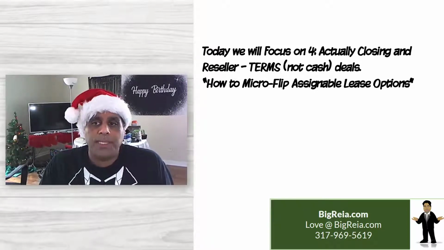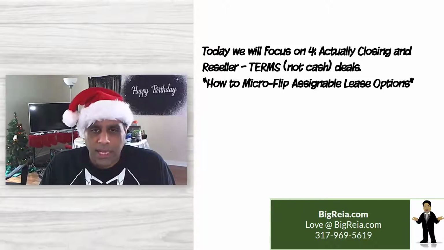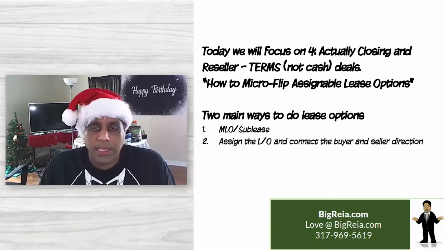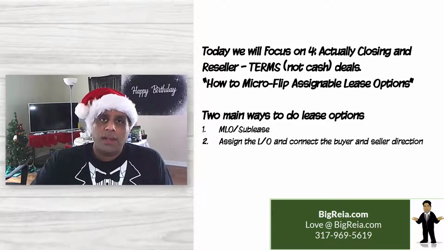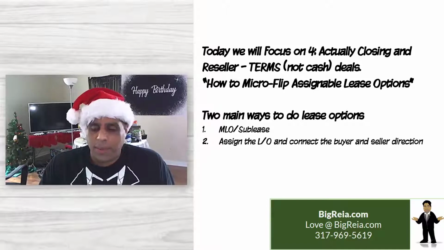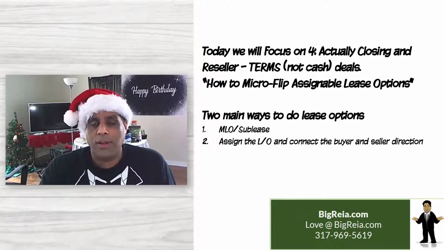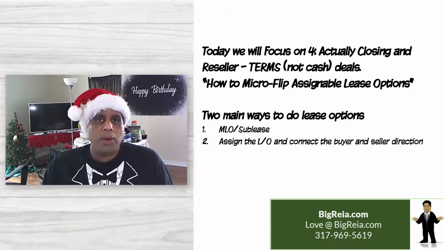So how to microflip assignable lease options, rent to buy lease option houses, how to buy and sell them the same day. There's 2 main ways to do lease options. One is a master lease option, where you talk to the seller, you become the master lease, and then you sublet the property out. You sublease it out. Number 2 is that you assign the lease option and you connect the buyer and the seller directly. Those are the 2 main ways to do deals.